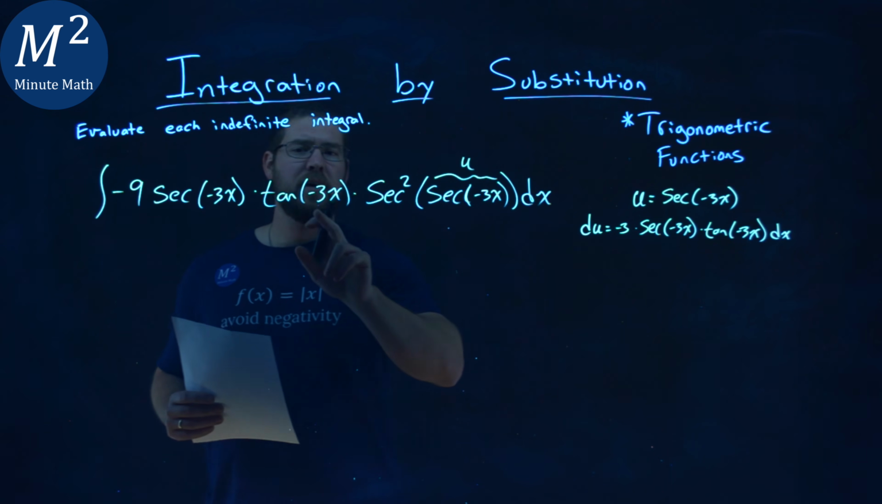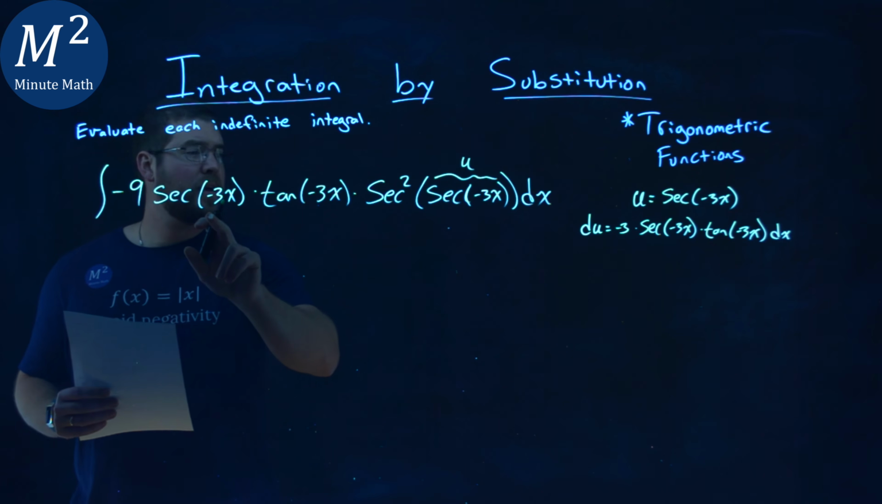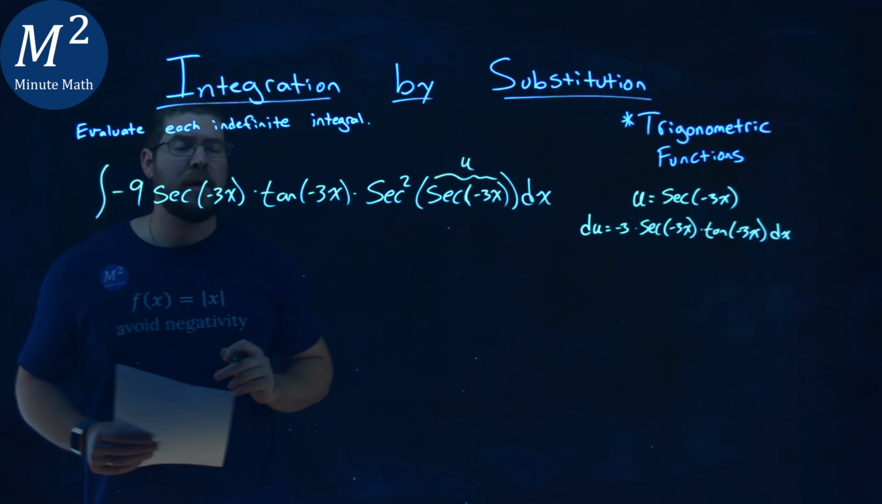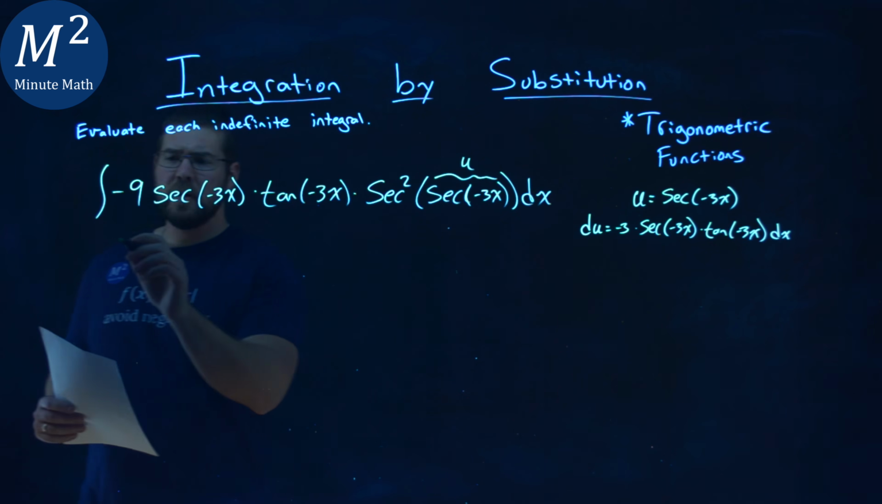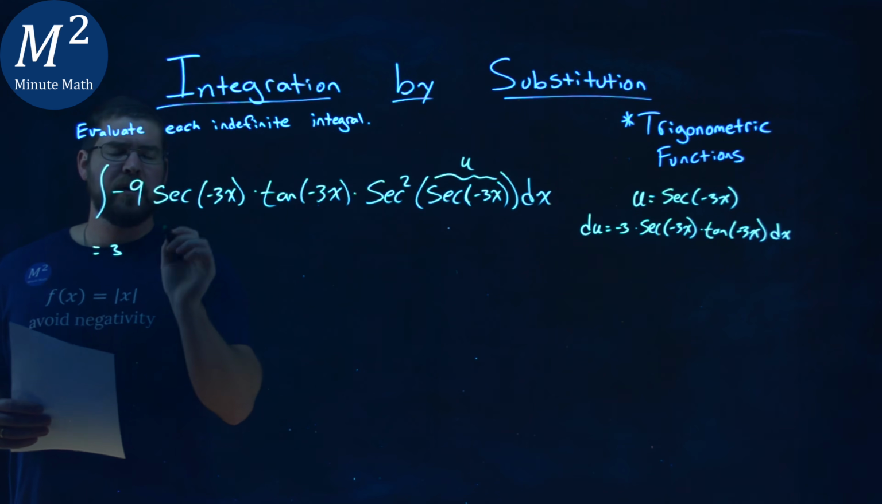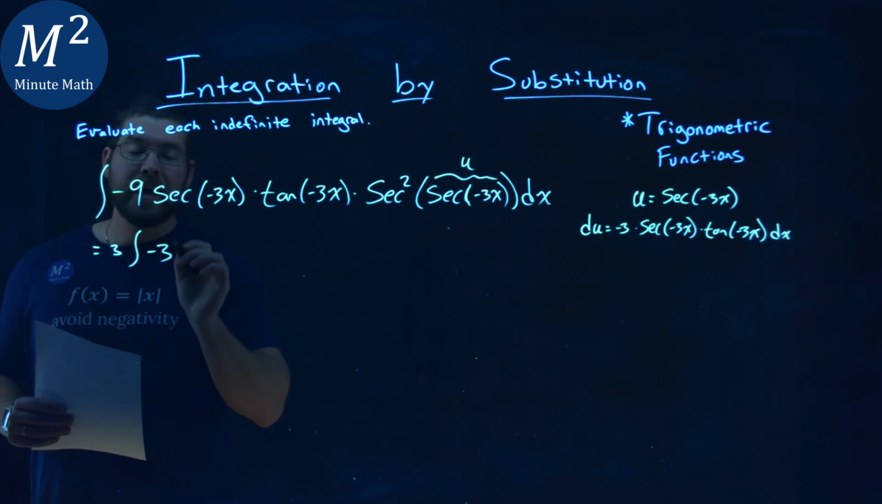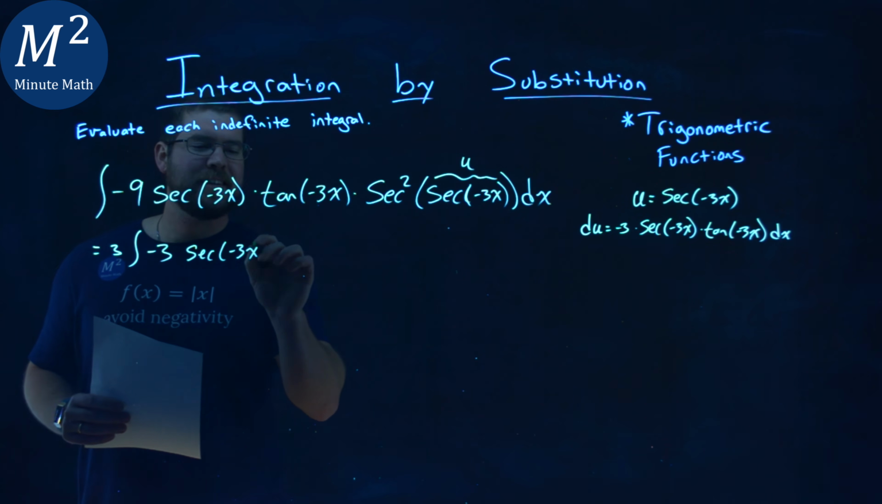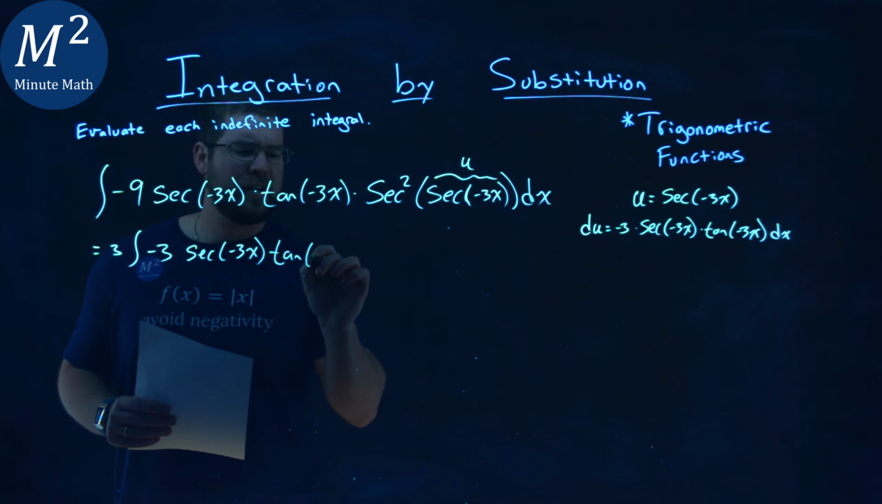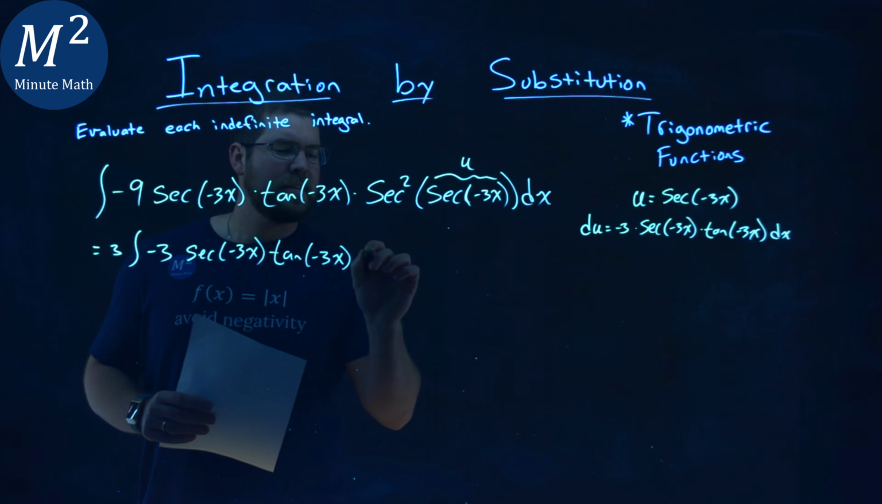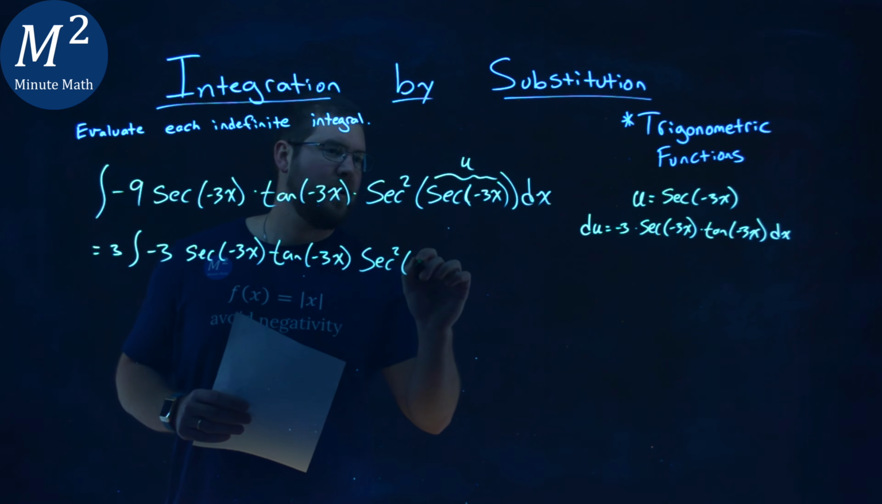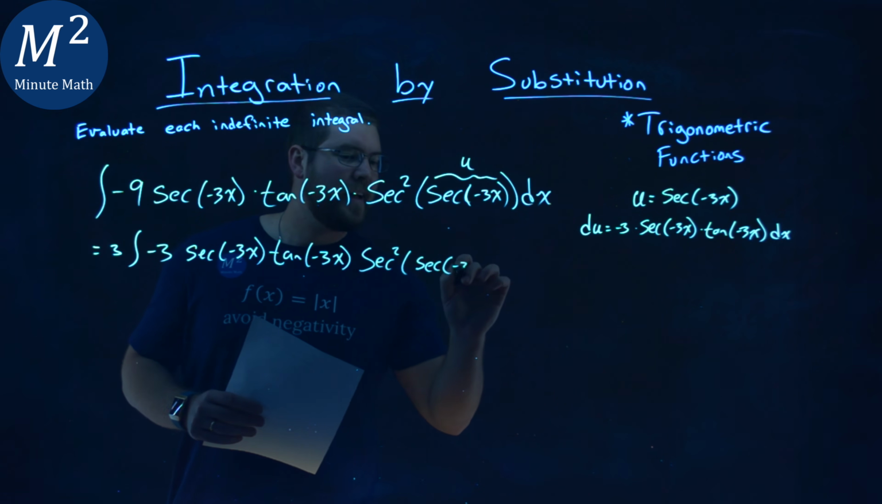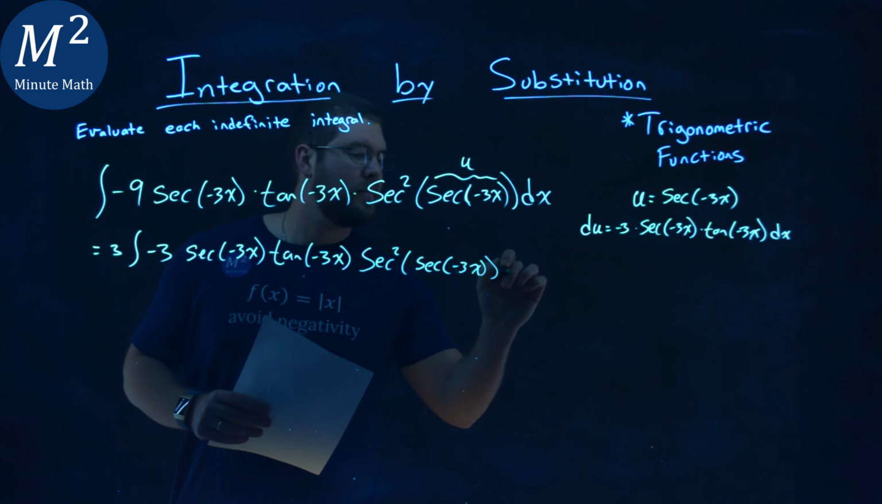We have the dx here, tangent of -3x, secant of -3x. I just need a -3 out front. So if I pull out a +3 from the integral, I'm left with a -3 on the inside, secant of -3x, a lot of writing here, tangent of -3x times the secant squared of the secant of -3x. I'm done with these secants, dx.